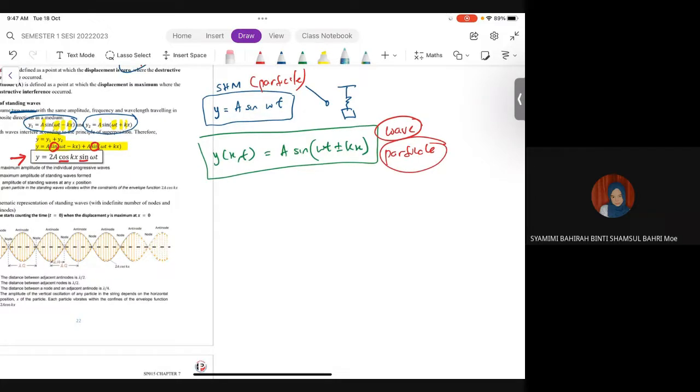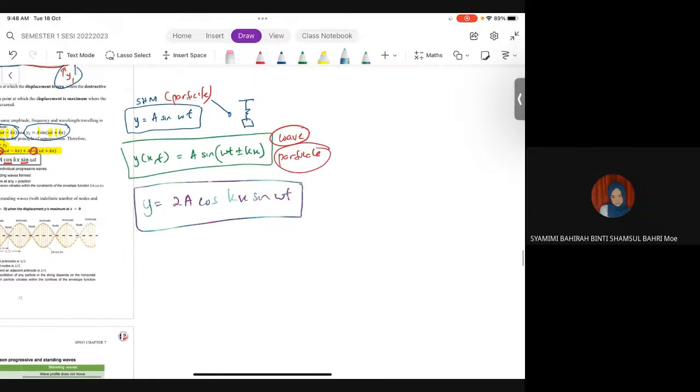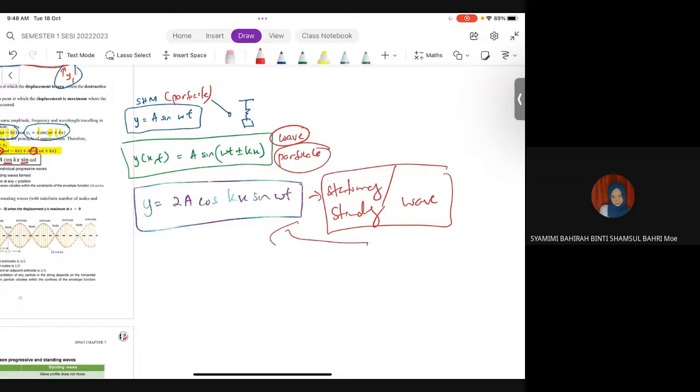Yang seterusnya adalah Y sama dengan 2A cos KX sin omega T. Bila masa nak guna formula ni? Formula ni you pakai bila dia bercakap perkataan stationary atau standing wave. Bila baca soalan dia kata a stationary wave, a standing wave atau two waves travel in opposite direction, make a stationary wave atau make a new wave. So you kena guna formula ni.